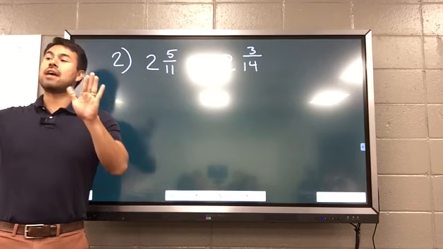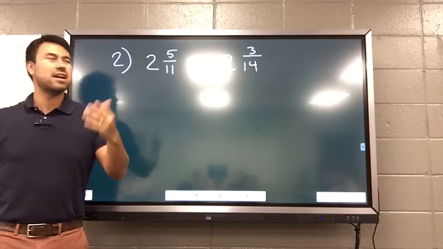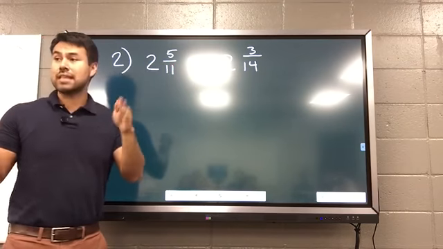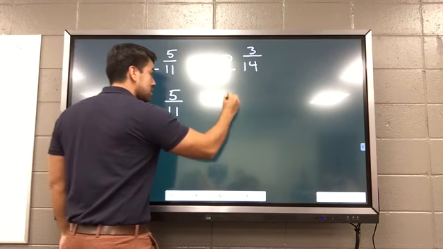What did they both have in the units place or the ones place? What do they both have? They both have a 2, so they're the same in that way, right? So am I not really just comparing their fractions?